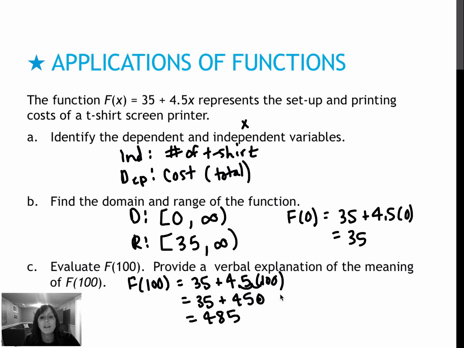What does that mean? The cost of 100 t-shirts is $485.